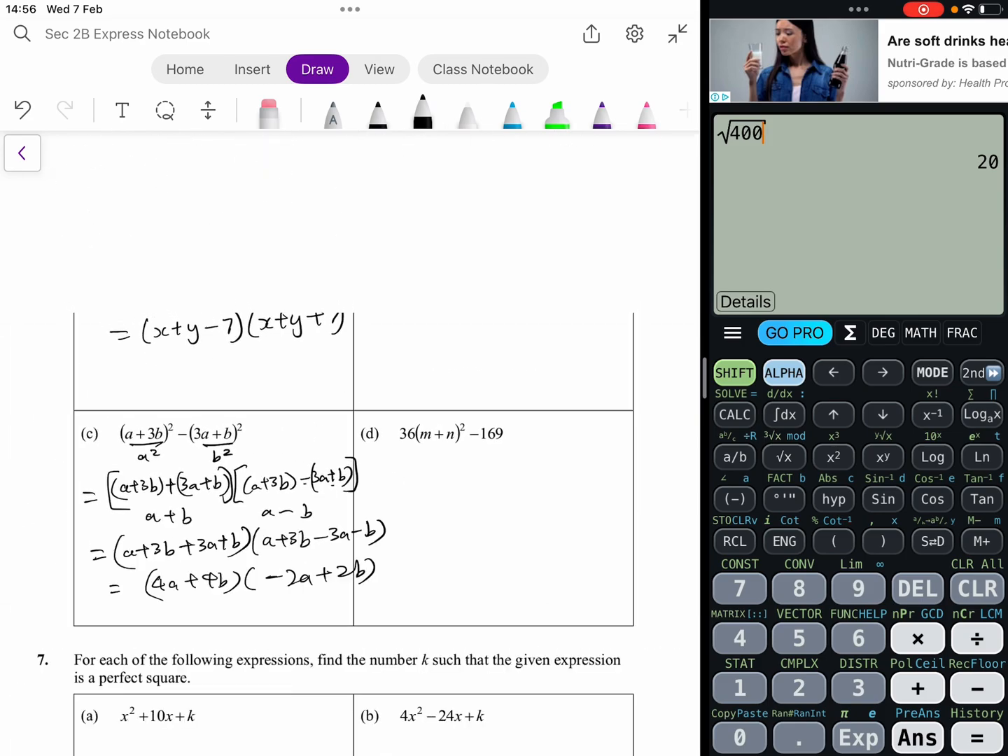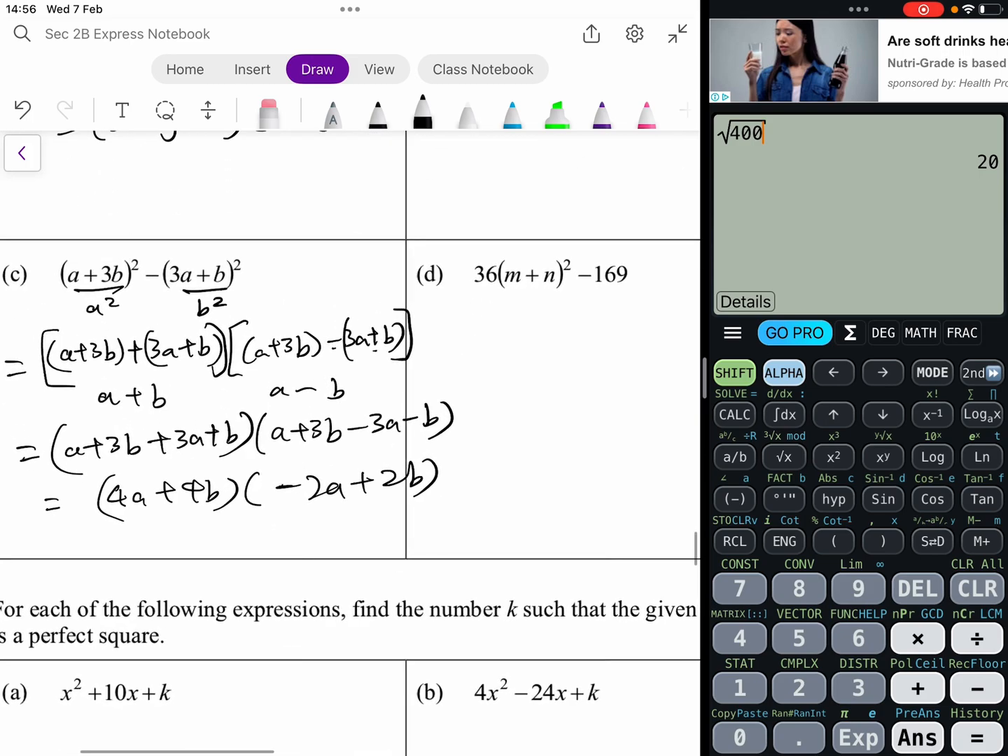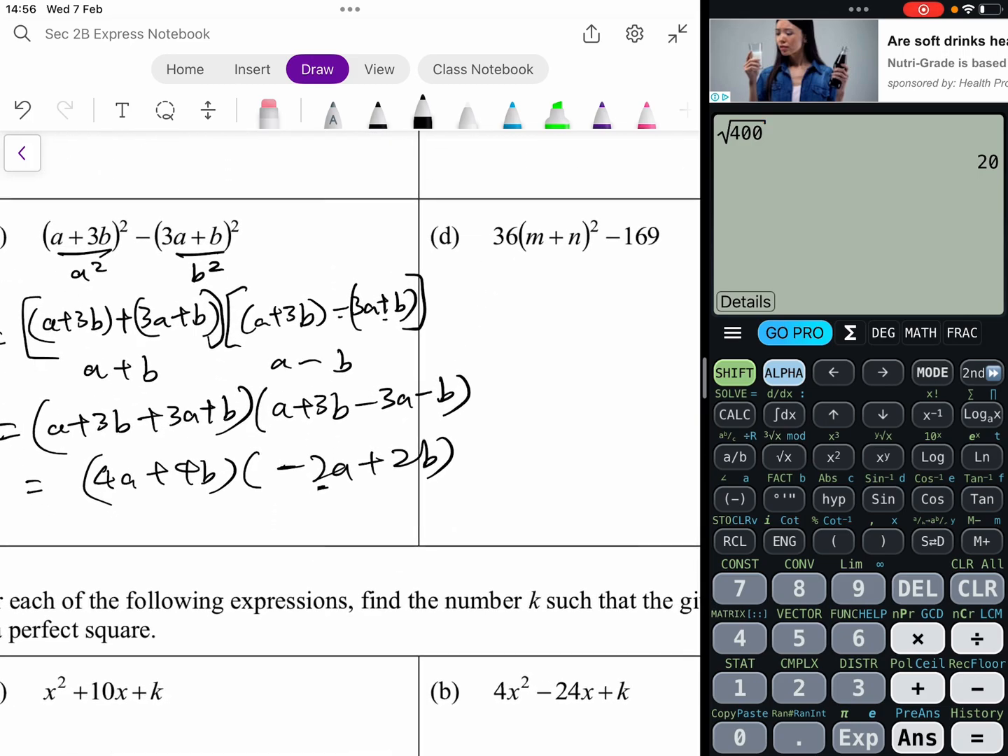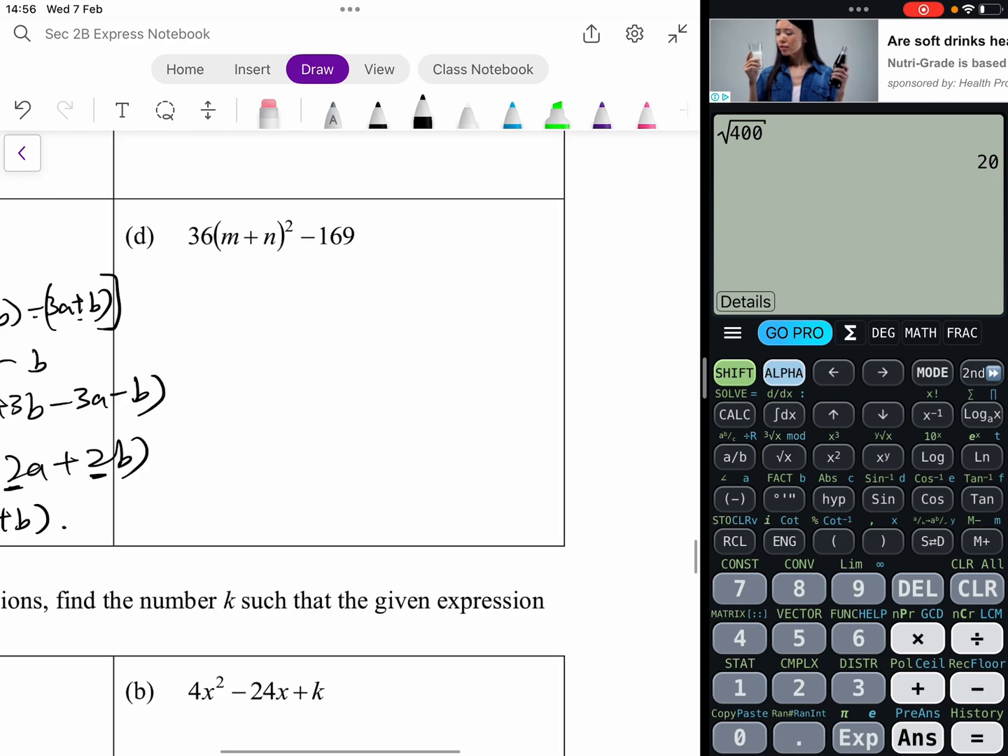Okay, now we can still factorize some more because they have common factor 2, common factor 4. So I take out the 4, I take out the 2. So 2 times 4 is 8. A plus b, minus a plus b. Okay, next one. It gets more and more complicated.